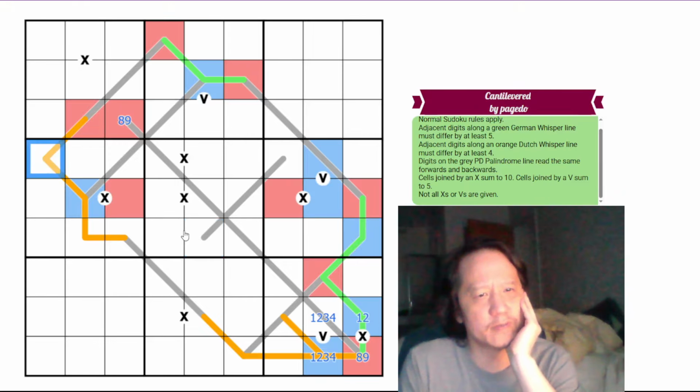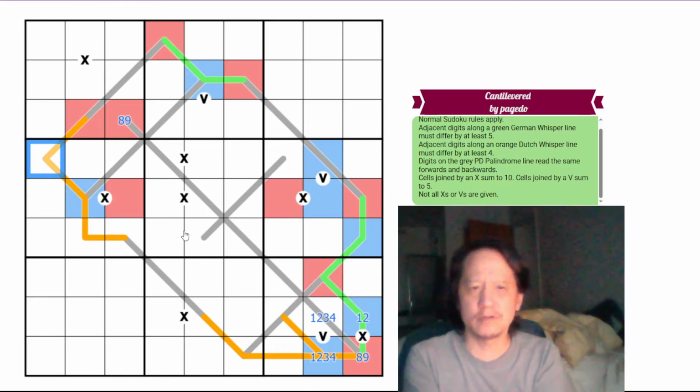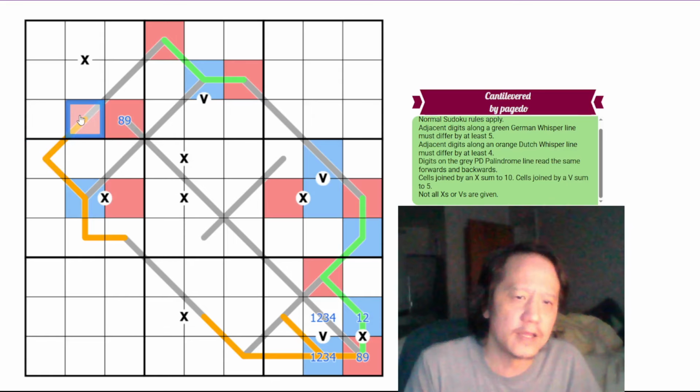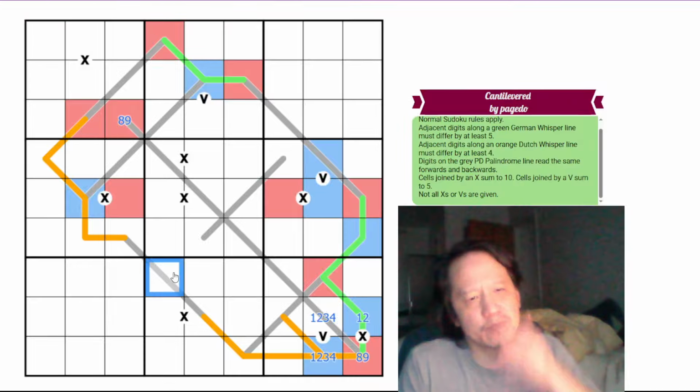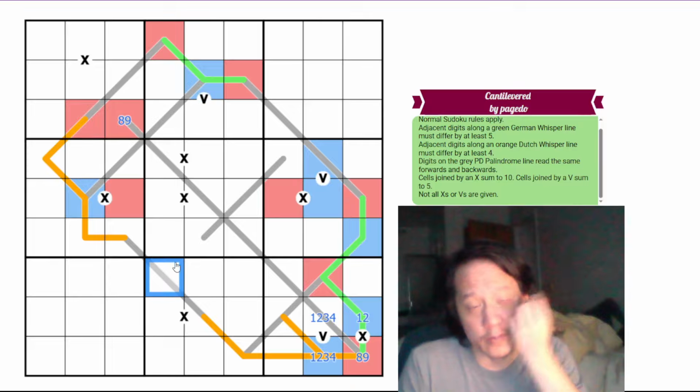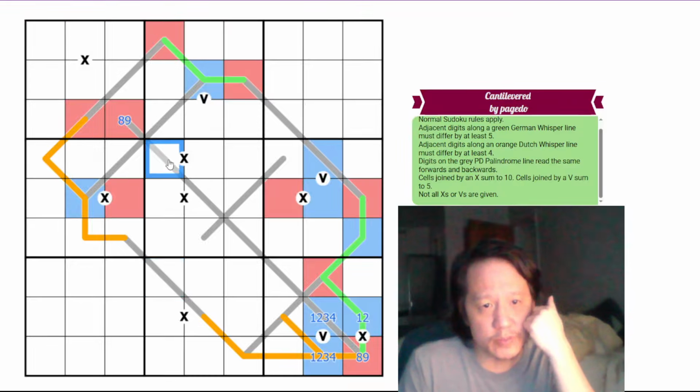Maybe this was wrong, but that doesn't seem... no, yeah, it does. This has to be high. It can't be 5. This has to be 5, right? Which means it's next to 1 and 9. Oh, boy. Okay, this is low, which means this is low, so this is high.